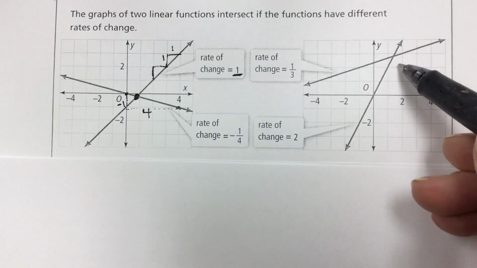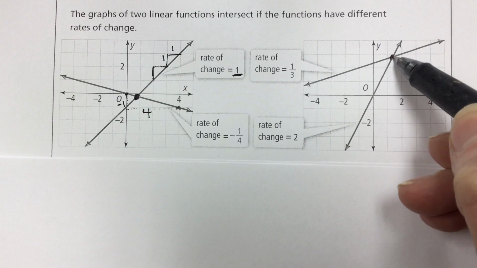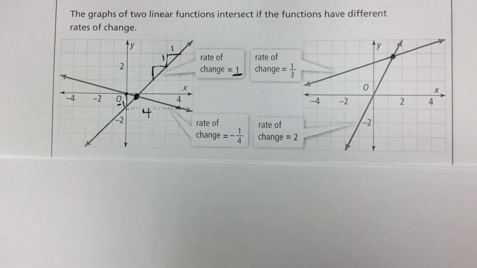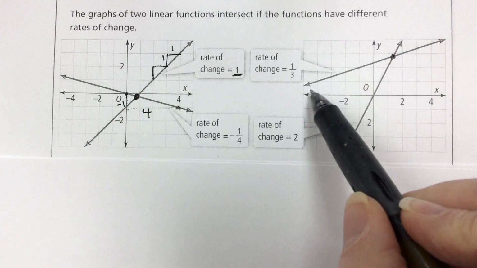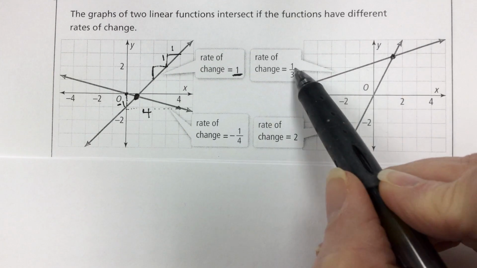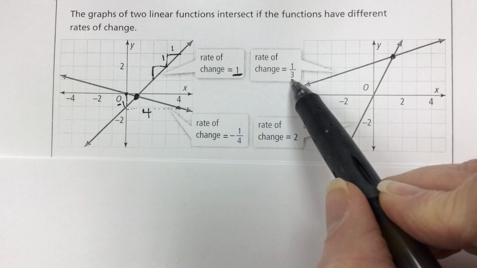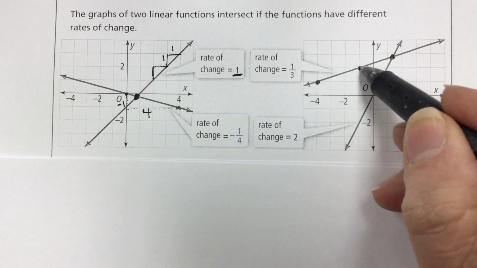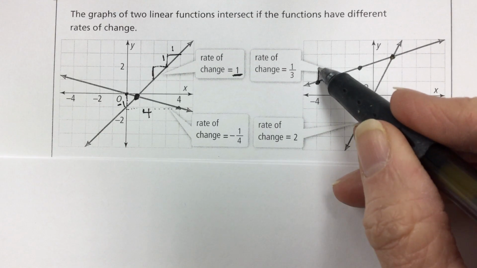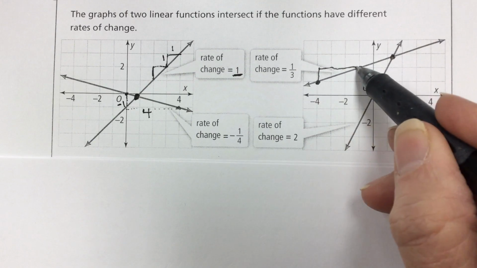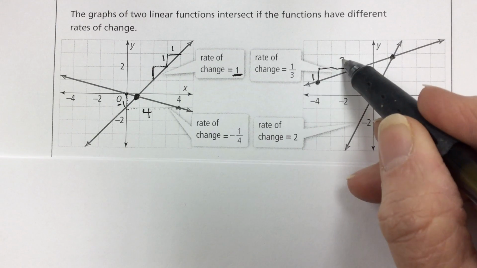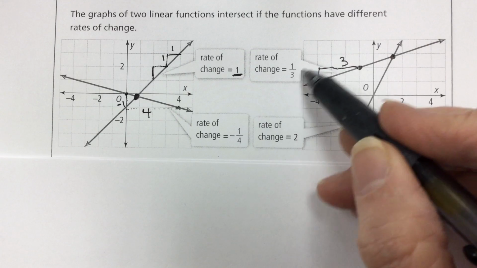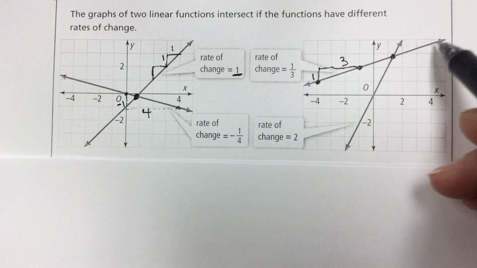Same situation with these two lines. They meet at a specific point because their slopes are different. The slope of this line is 1/3, rising 1, running 3. From here to here, finding those perfect points, rising 1 over 1, 2, 3. So rise 1, run 3, gave this line a slope of 1/3.